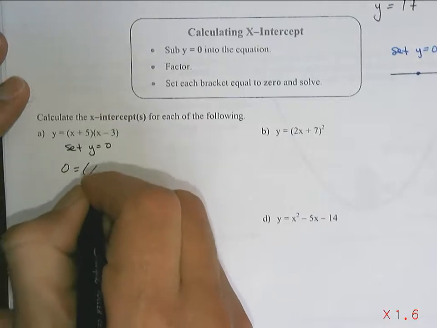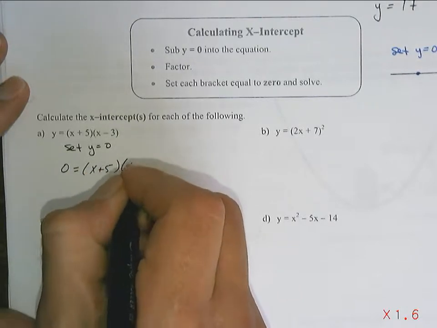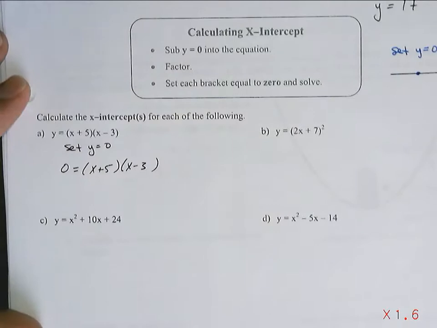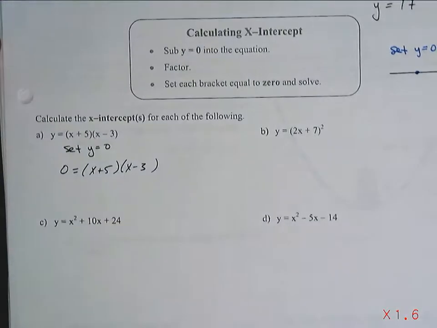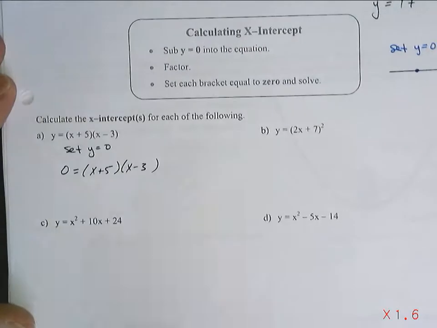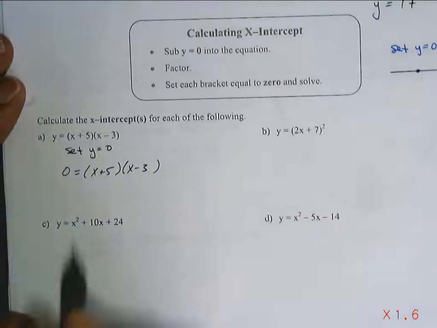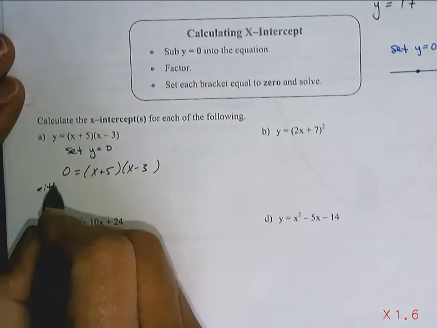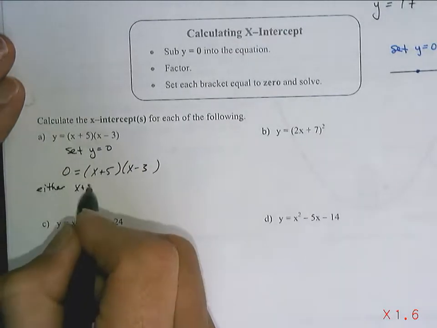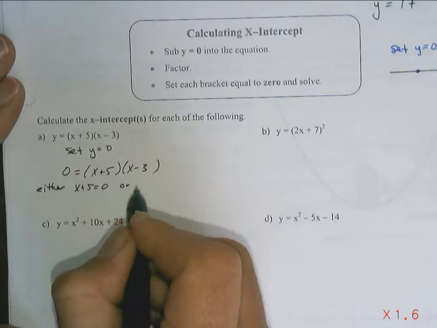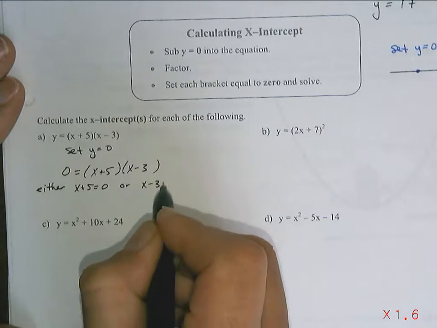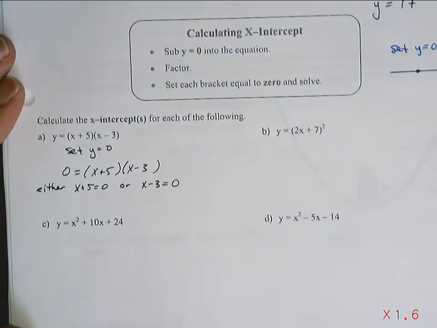0 equals x plus 5 and x minus 3. Now this is where I need you to think. I have two things multiplying to give 0. They happen to be two brackets, two binomials, but it's the same idea as a and b. Either the first one is 0, or the second one equals 0.